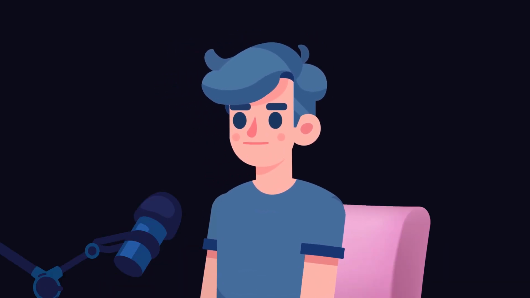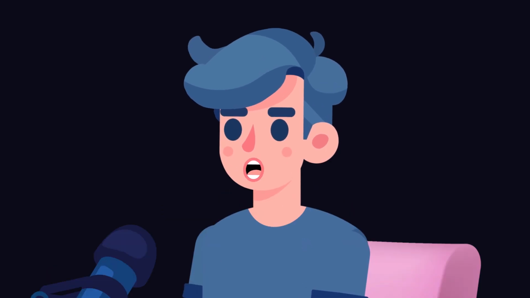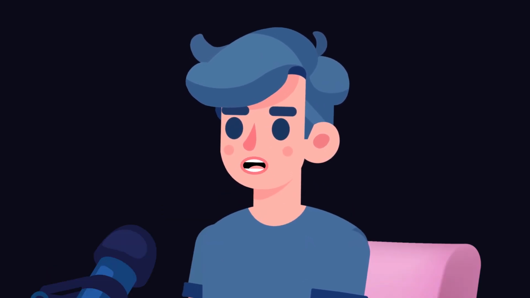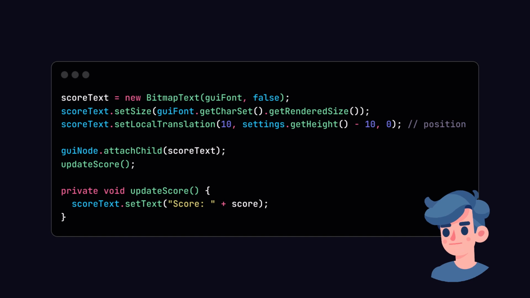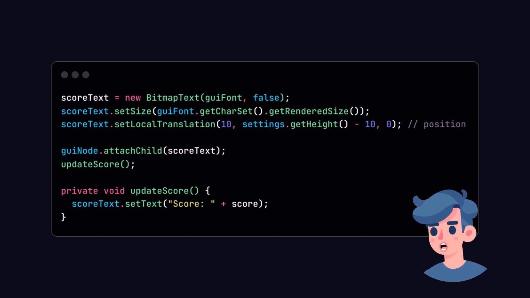Now, let's add a scoring mechanism to the game. We will display the score on the screen and increment it whenever the player successfully jumps over an obstacle. First, we will create an integer variable to hold the score and a text object to display it. Let's place this above our SimpleInitApp method. Next, we need to initialize this text in our SimpleInitApp. We will also set its position on the screen and update the score display whenever a jump happens.